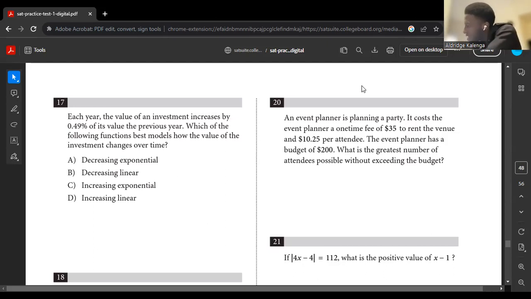But then the problem with this question is, if you read it, it says each year the value of an investment increases by 0.49% of its value the previous year. Which of the following functions best models how the value of investment changes over time? So the problem in this one is, we know that it's an exponential function. It's not linear because we're dealing in percentages. So B and D are out. But then the problem with this particular question is, and let me think of a number I can give you guys.